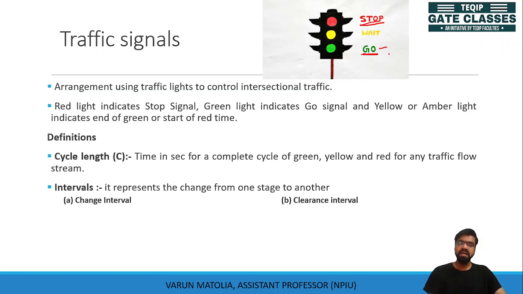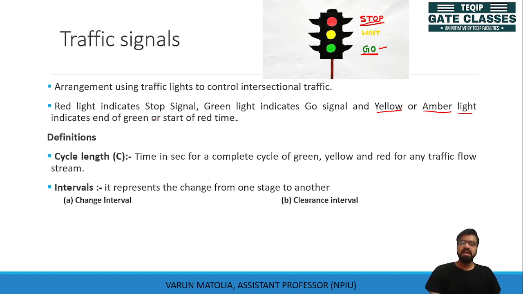The end of the green light is denoted by a yellow light. This yellow light is also known as amber light. The amber light indicates the end of your green time, or it indicates the start of your stop duration or red time. So these lights are present on each section of the intersection, each leg of the intersection.